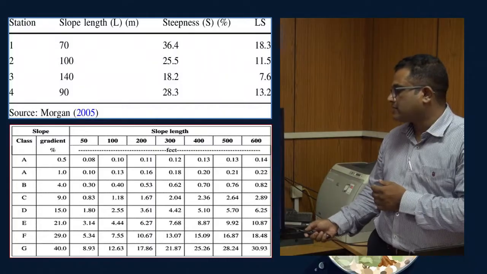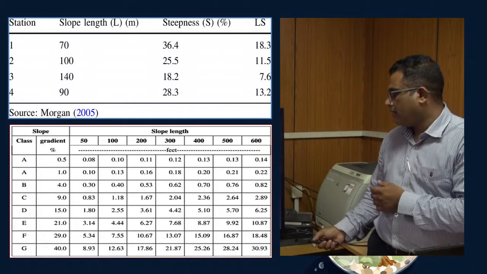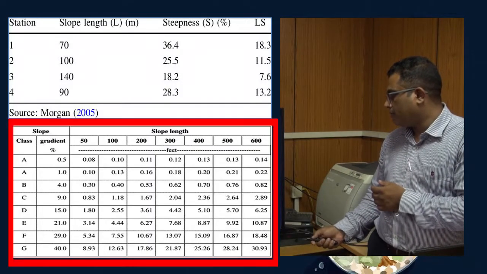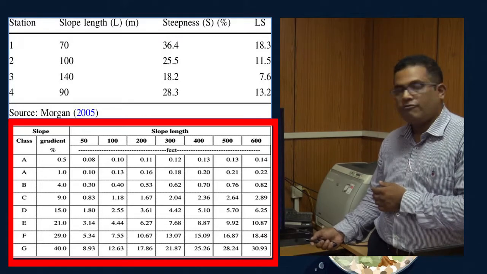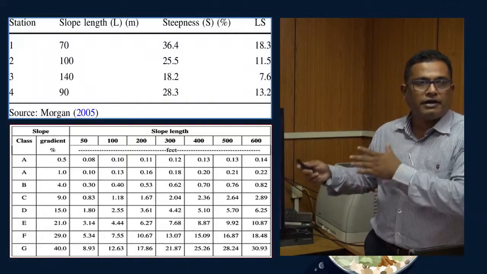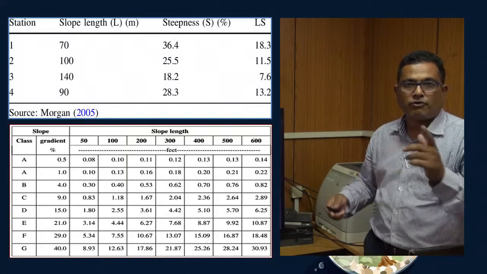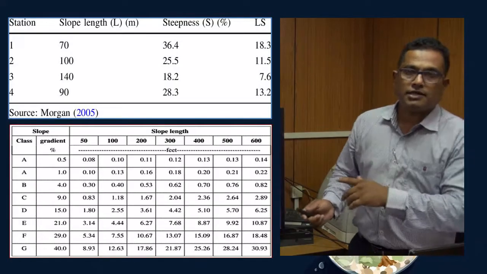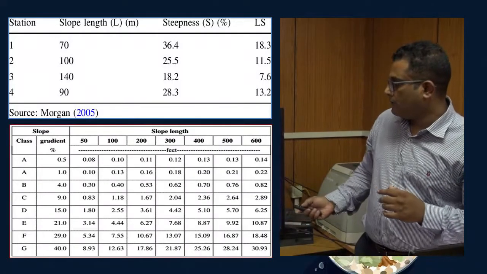Say for 100 meter slope length and 15% slope, the value would be 2.55. Similarly, we can use this table for determining the combined value of LS, provided you know the length as well as the steepness of the slope.